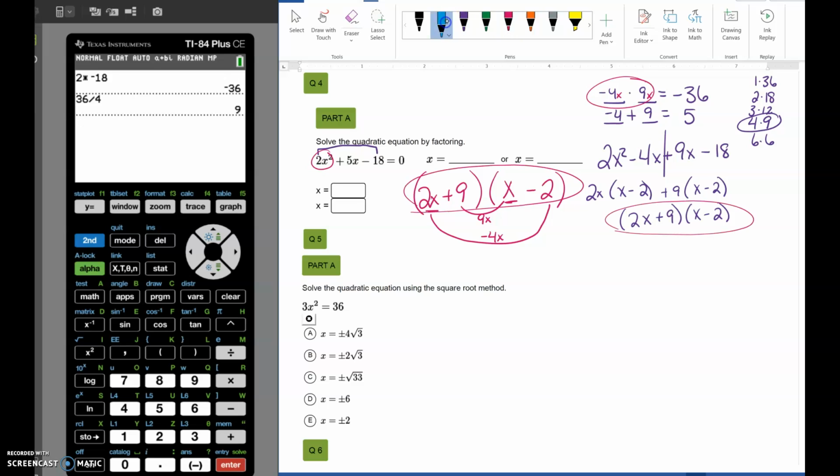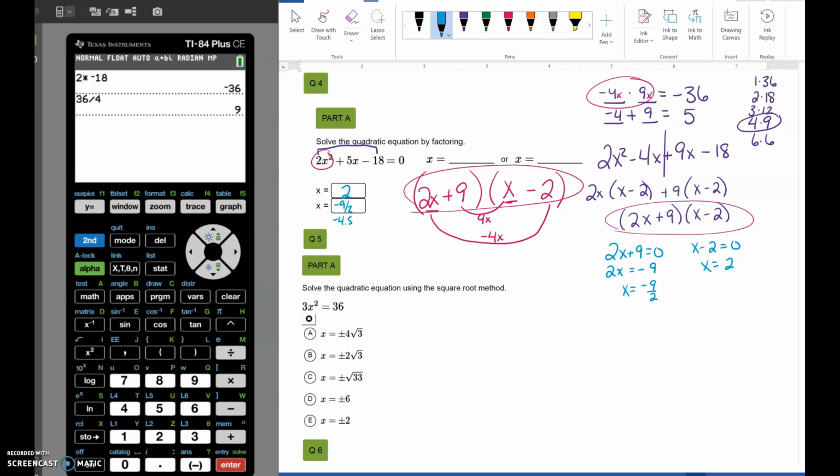Now to solve this one, you need to do 2x plus 9 equals 0 and x minus 2 equals 0. X minus 2 equals 0, that's the easy one. X equals 2. The other one, we need to subtract 9 on both sides and then divide both sides by 2 to get -9 halves. And I believe -9 halves works in there, or if you want to type in -4.5, that also works.